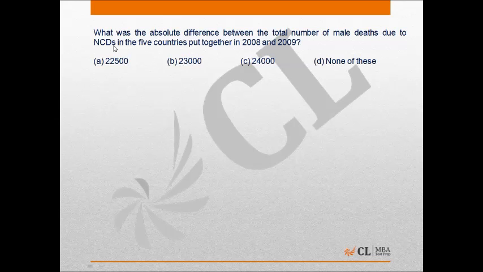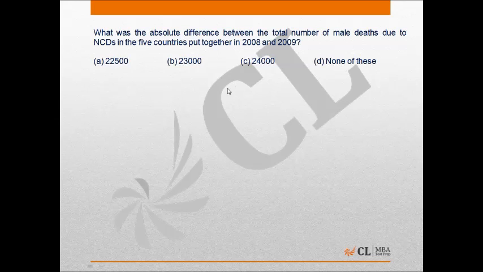Here it is asking what was the absolute difference between the total number of male deaths due to NCDs in the 5 countries put together in 2008 and 2009. Basically we have to do the same thing what we did in the previous question. In previous question we computed this thing for female. In this question we have got to compute it for males. So let's find the total number of deaths due to NCDs in 2008 considering 5 countries together.